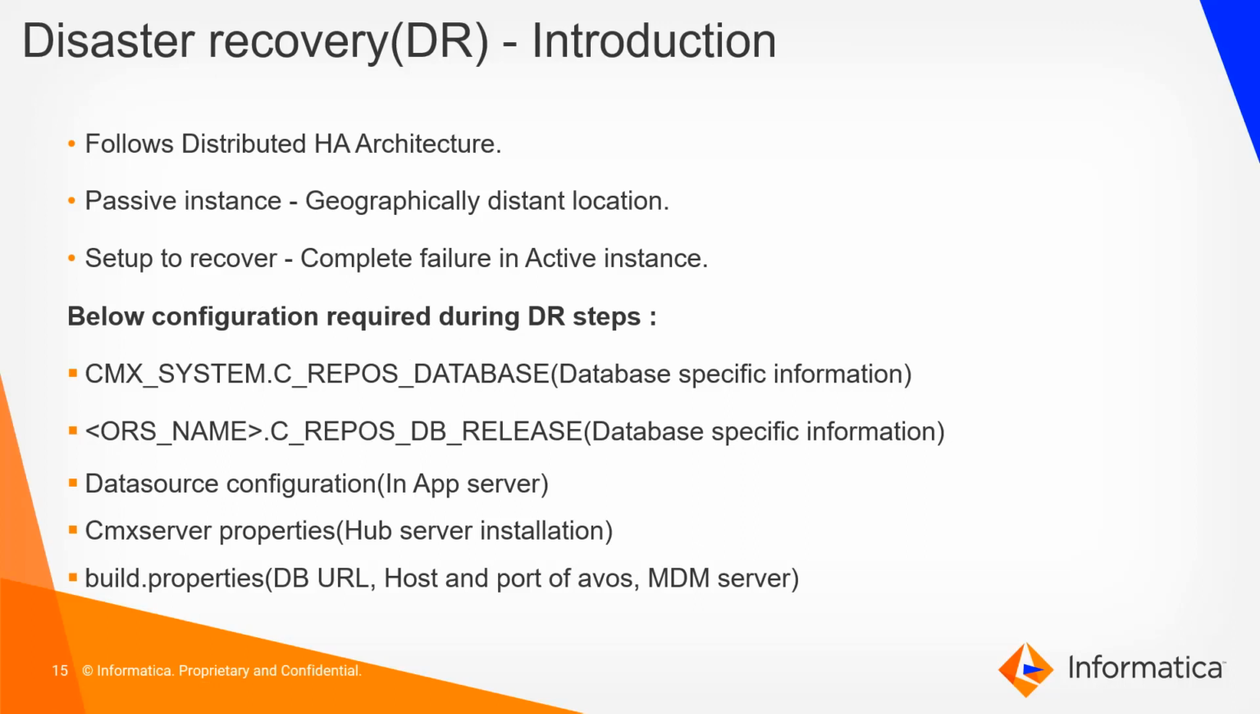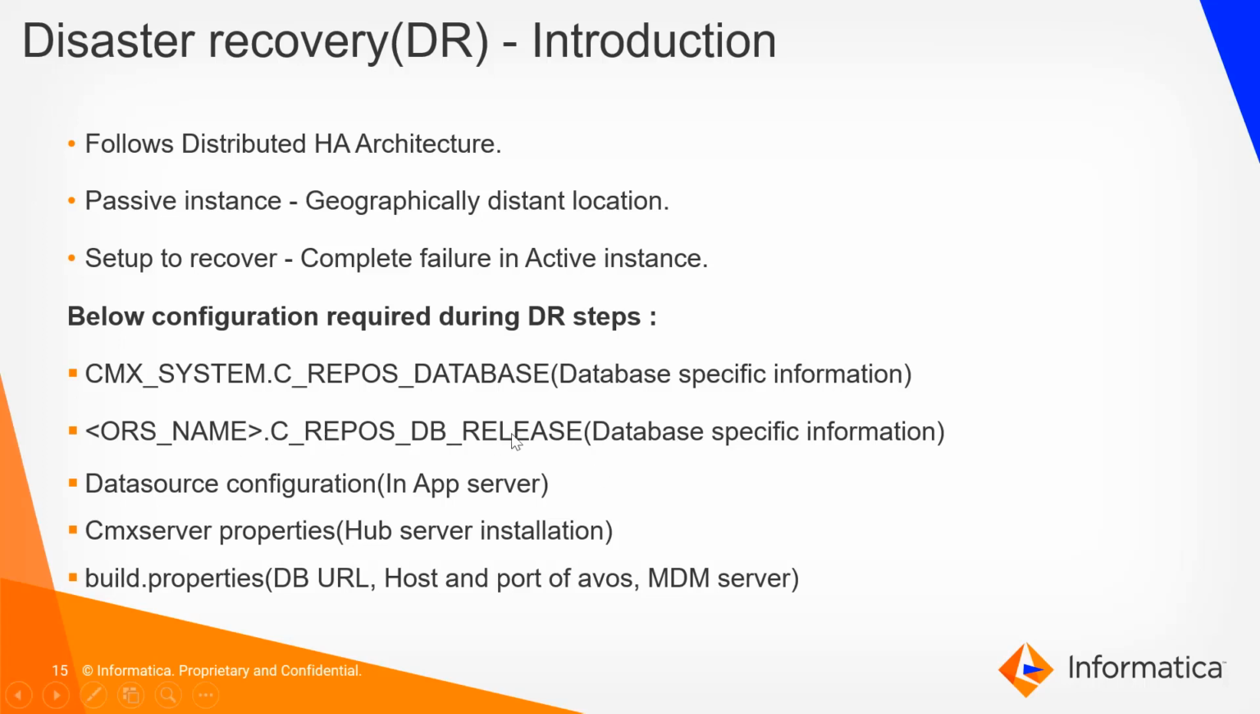So now, with a complete failure in the active instance, below are the configuration changes required for the DR to work correctly. Let's say you have the database replicated from the active instance into the passive instance. Then under the CMX system you have a C_REPOS_DB_RELEASE database. In the passive instance we still have the old database specific information stored, so that needs to be updated to point to the passive instance database server details, right?